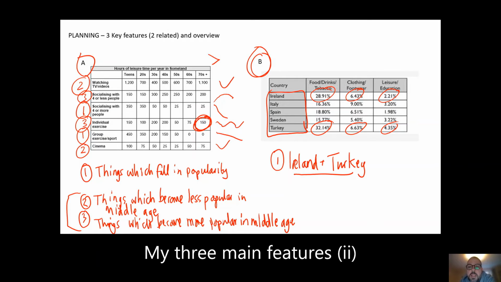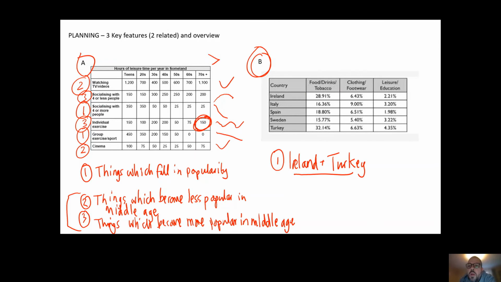So what I'm left with now is Italy, Spain, and Sweden, and I want to divide those into 2 main features. Spain would be the most obvious one to talk about independently of the other 2 here, because it starts higher, its spending on food and drinks and tobacco is quite a bit higher than the other 2 countries, and its spending on leisure and education is significantly lower. So based on that, I'm left with a second category of Italy and Sweden, and a third category of Spain.